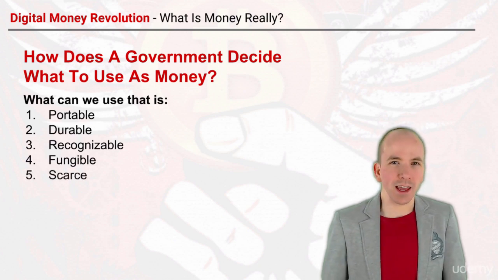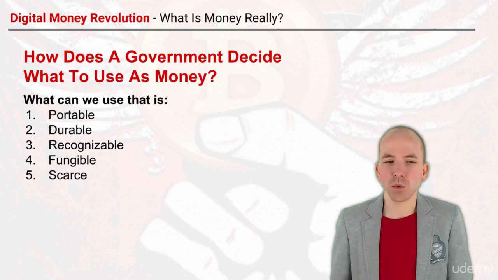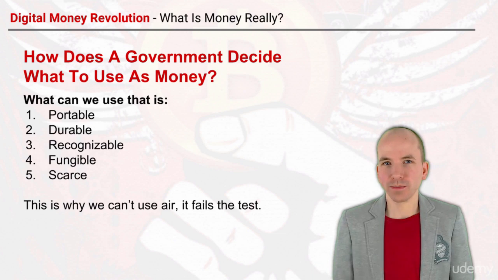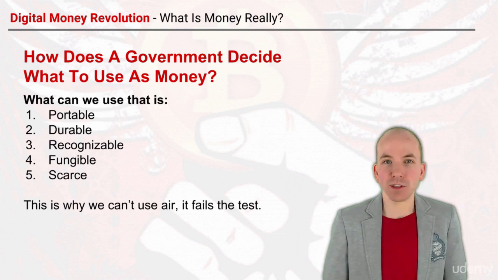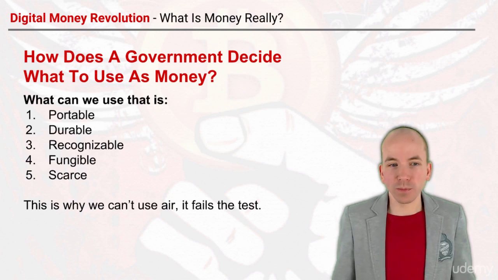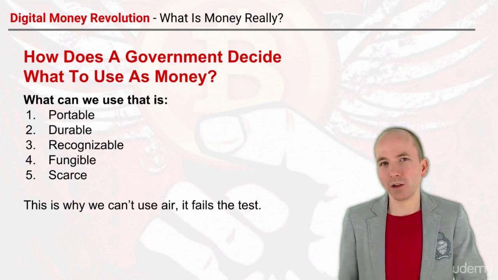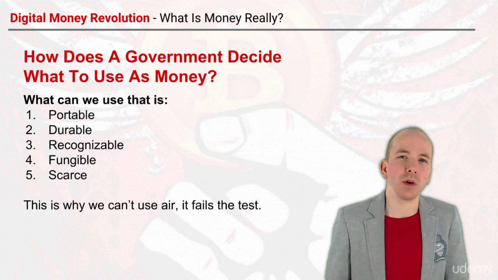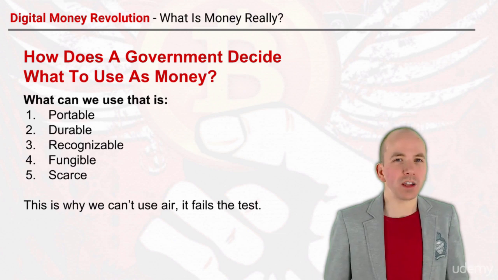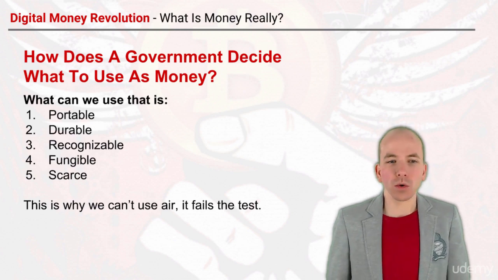And finally, scarce. This is interesting. This is why we couldn't use air as currency because it fails the test. Air is so abundant, it's so easy to get hold of, it has no value. So when we get onto more of the economic stuff about how the economy works, you'll see that with scarcity, the more rare something is, generally the more value it has. So that's another thing.